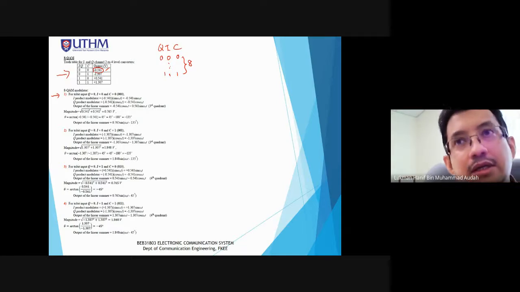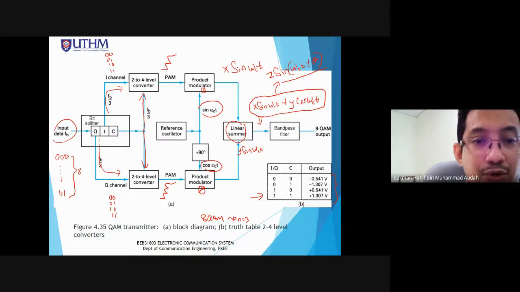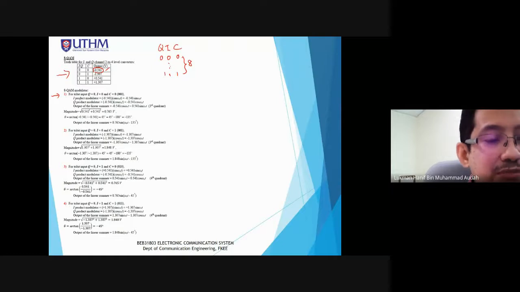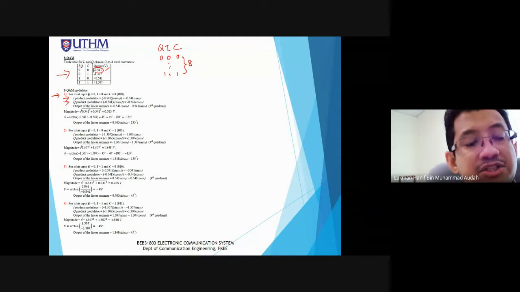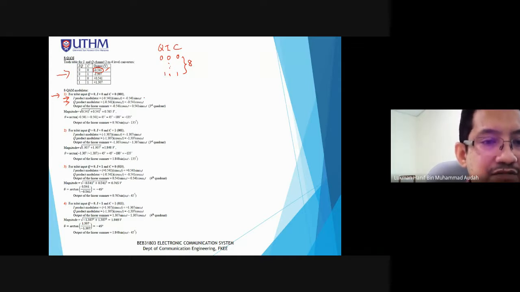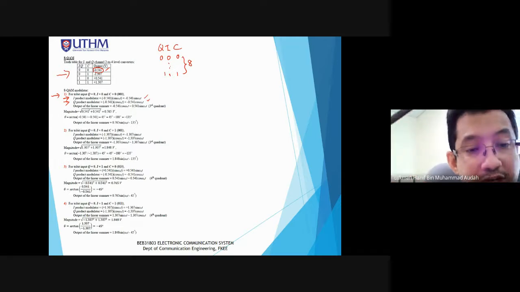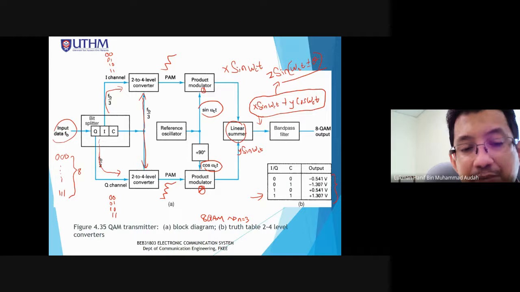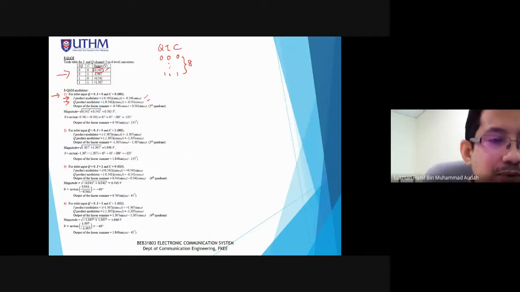Masuk ke dalam product modulator. So pump signal ini masuk ke dalam product modulator. Untuk I channel kita akan darabkan dengan sine function. Untuk Q channel kita akan darabkan dengan cosine function. Maka terhasillah negatif 0.541 sin omega ct dan juga negatif 0.541 cos omega ct. Kemudian masuk ke dalam linear sum. Kita tambahkan, maka ia akan jadi negatif 0.541 cos omega ct minus 0.541 sin omega ct.